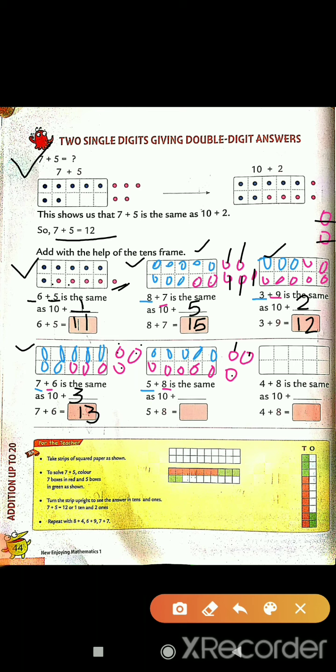So students, how many balls are outside? 1, 2 and 3. So 5 plus 8 is the same as 10 plus 3 because 3 balls are outside the box. So 5 plus 8 is equal to 13. Understood students? See how easy it is? Now this last one is your homework. You will do this in your textbook. Got it students?